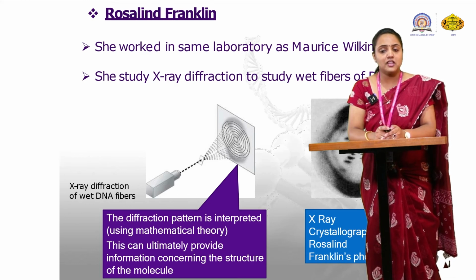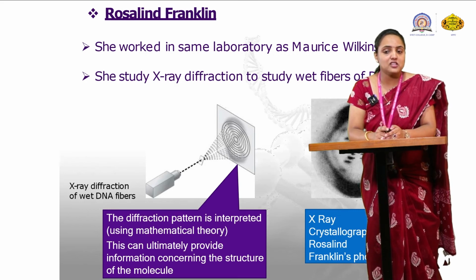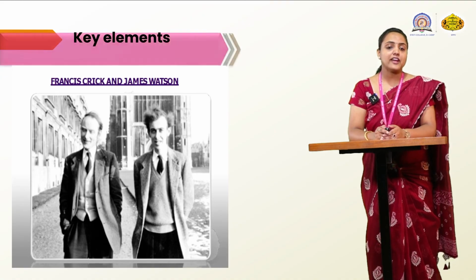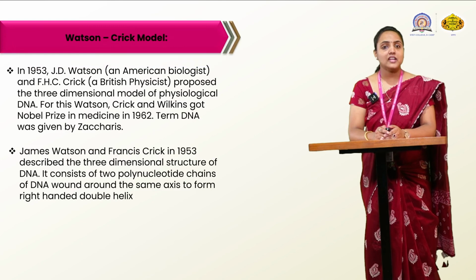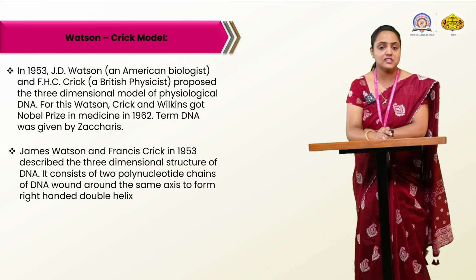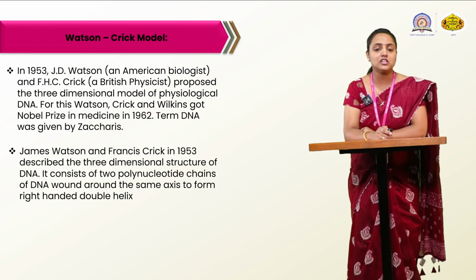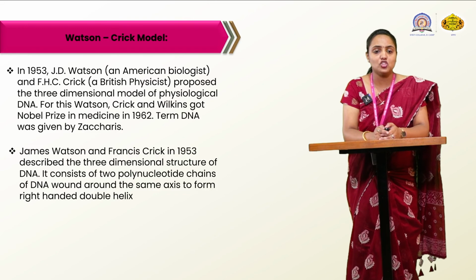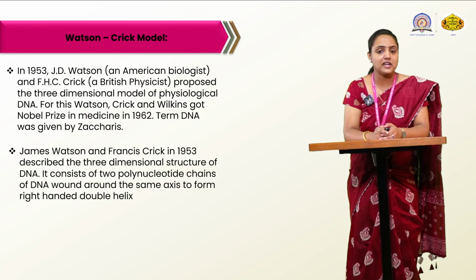You can see on the screen the X-ray crystallography photo given by Rosalind Franklin, which gives us the structure of DNA, a double-stranded DNA. Then Francis Crick and James Watson, you can see their pictures, gave us the structure of DNA. In 1953, J.D. Watson, an American biologist, and F.H.C. Crick, a British physicist, proposed the three-dimensional model of the physiological DNA. For this, Watson, Crick and Wilkins got a Nobel Prize in Medicine in 1962. The term DNA was given by Zacharias.